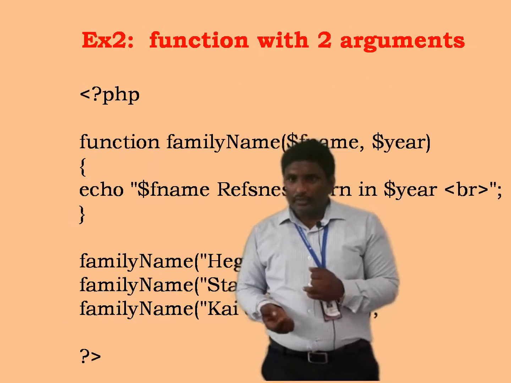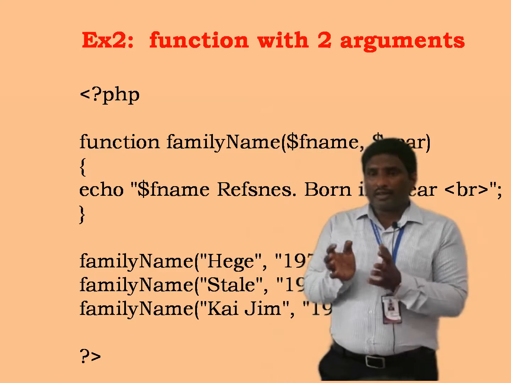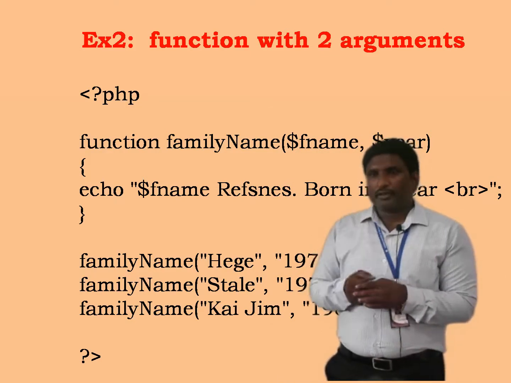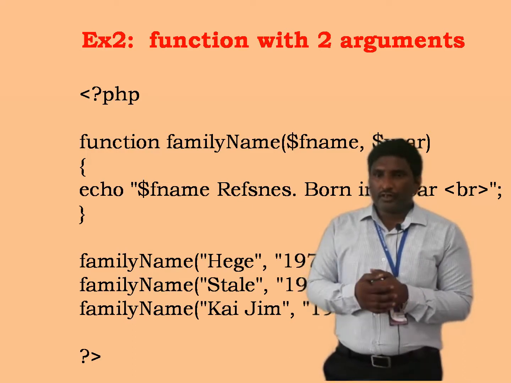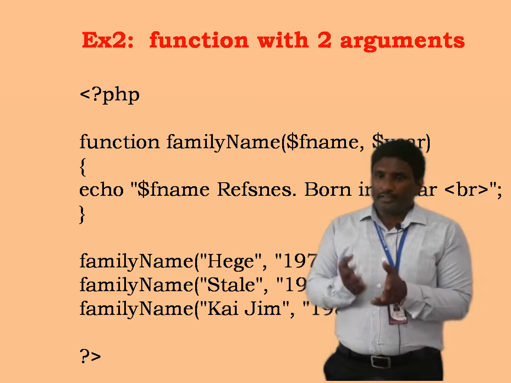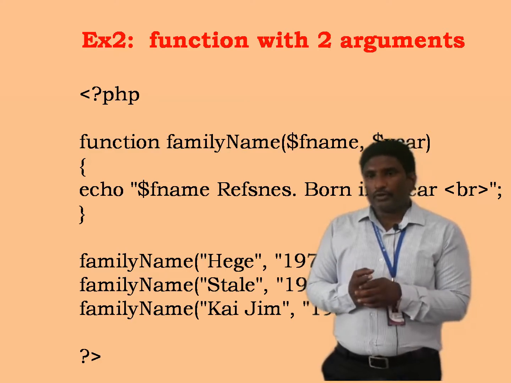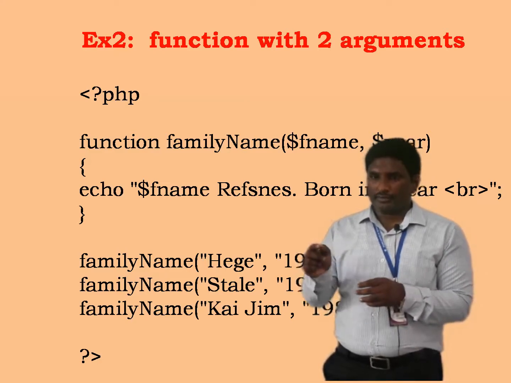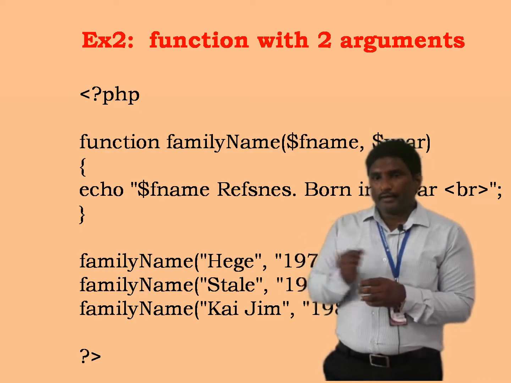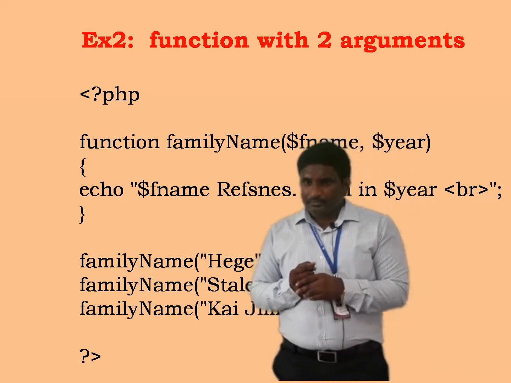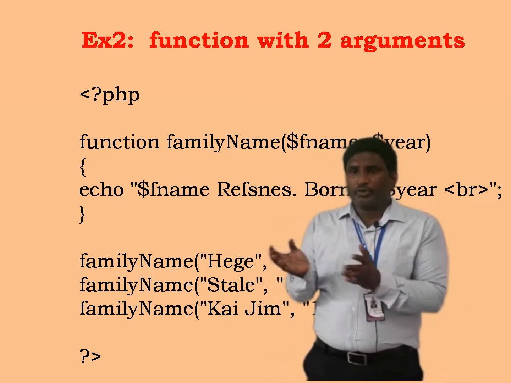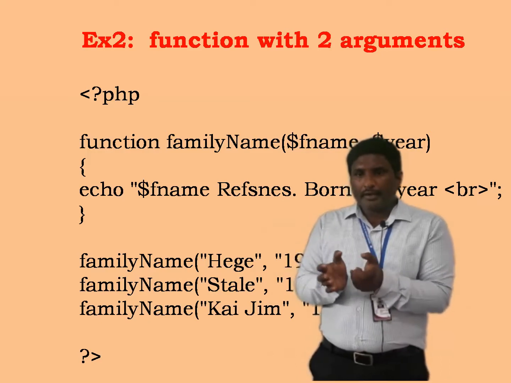Next program is a PHP function with 2 arguments. See, in the earlier program you wrote 1 argument. Here a function is created using 2 arguments. Same family name, and the 2 arguments are $fname and $fyear. My idea is to enter a name and year, so that I am going to print that name and which year they were born. That is the main idea.